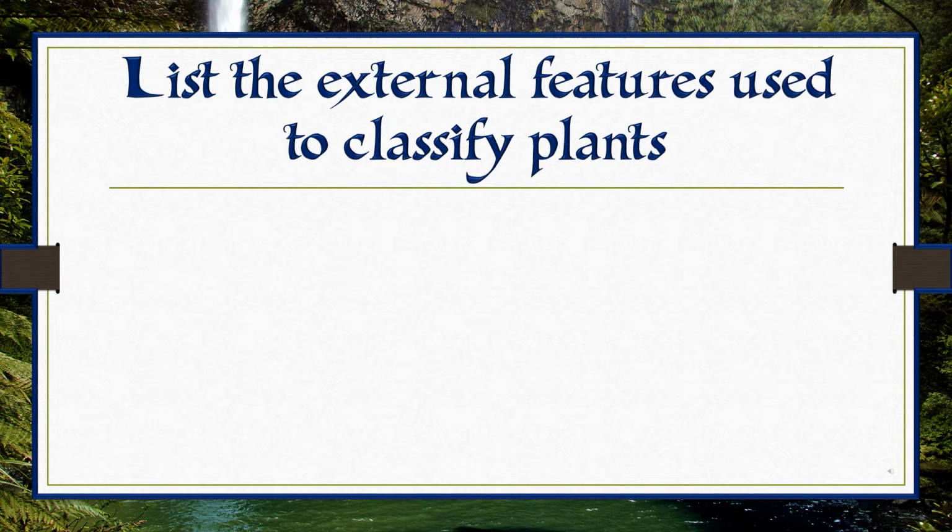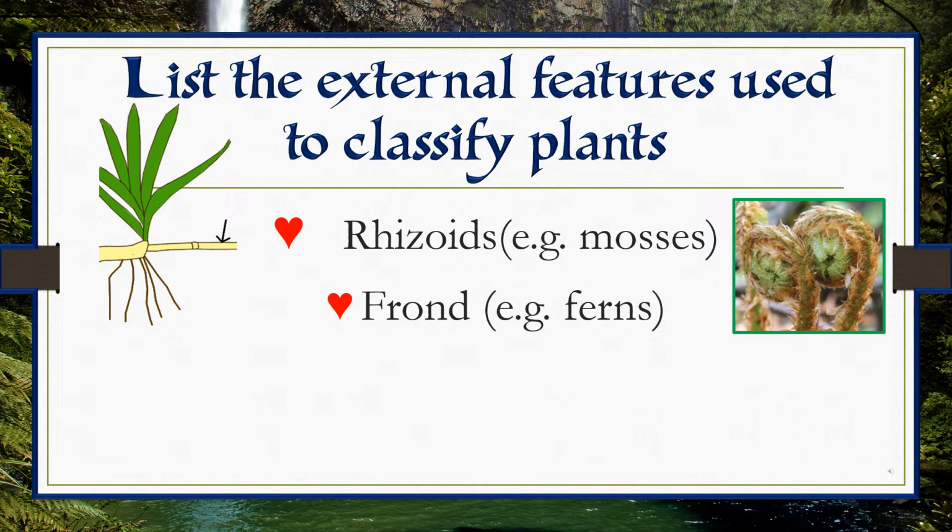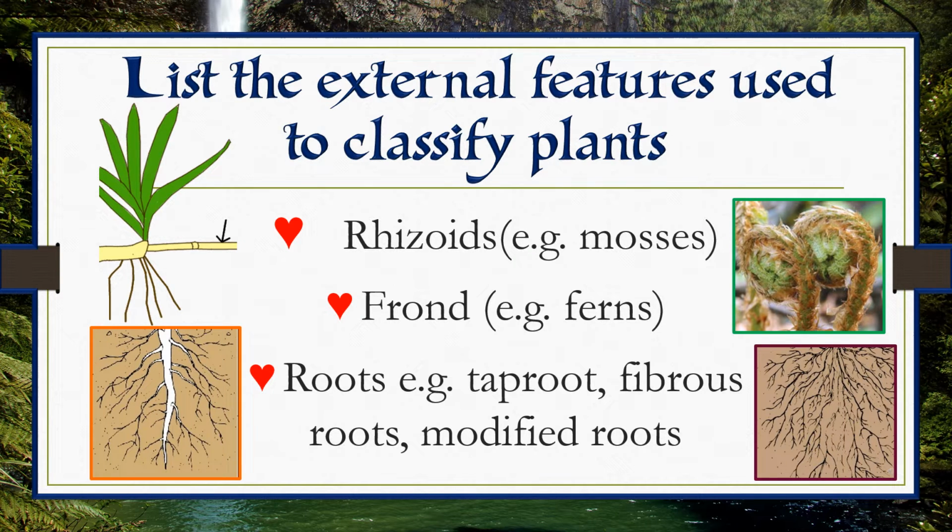List the external features used to classify plants. We can use rhizoids, for example, in mosses, fronds, those are in ferns, roots, we have taproot, fibrous root, and modified roots. Those are some of the external features which can be used to classify plants.